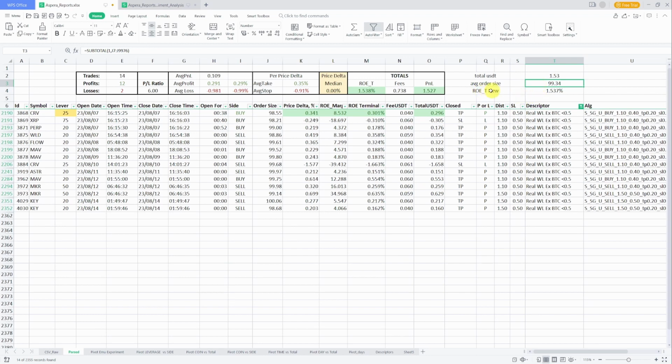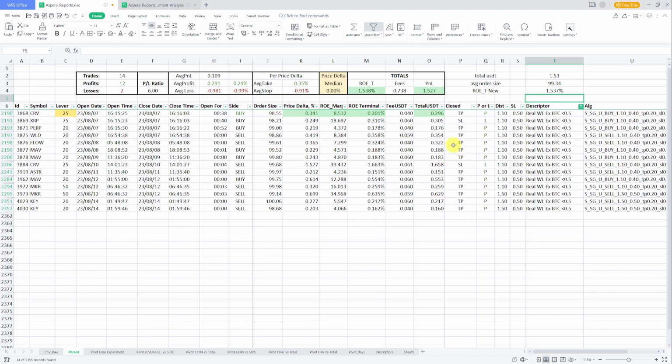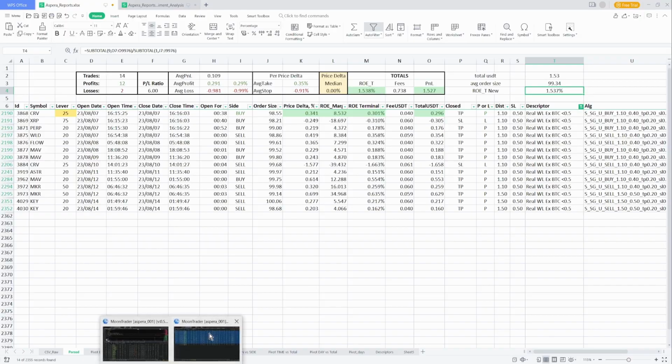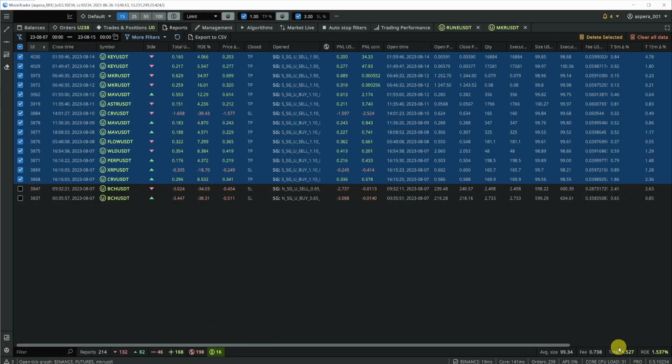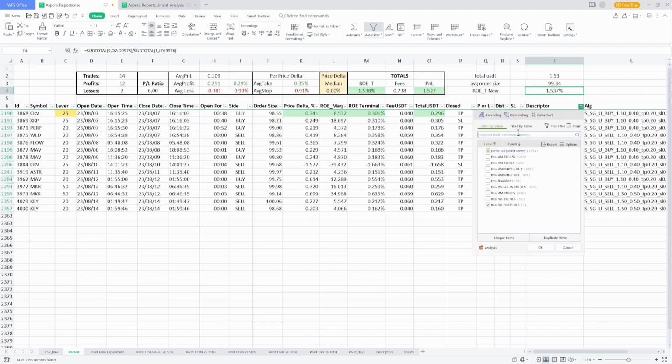And then for the new ROE calculation, I have the sum of total USDT divided by the average of order size. And for this small selection, it gives us pretty much the same result. It's 1537, here it's 1538. And in the terminal, it is 1537, which is closer to this number. Now let's see if it works on a bigger selection of data. Let's go back to all my real trades and see.